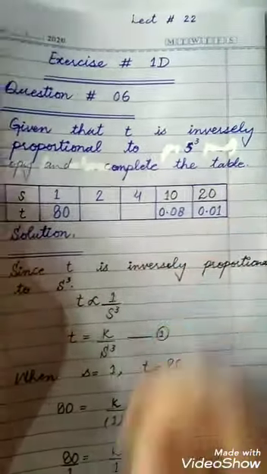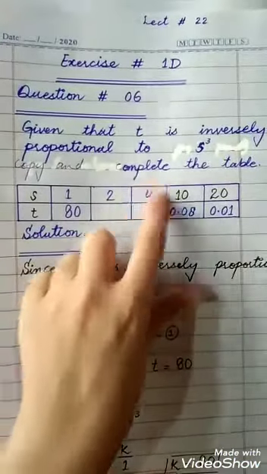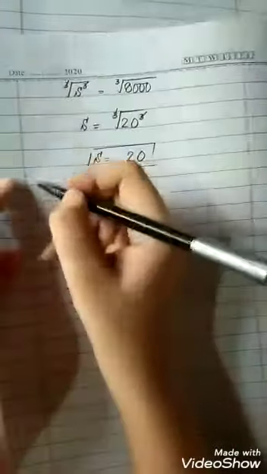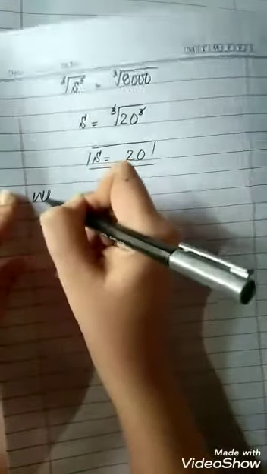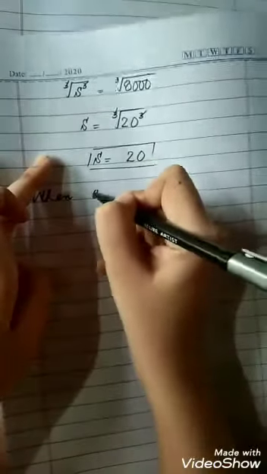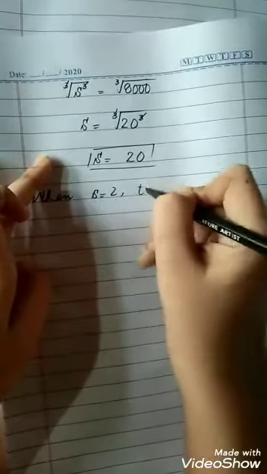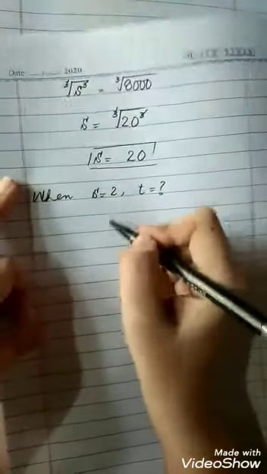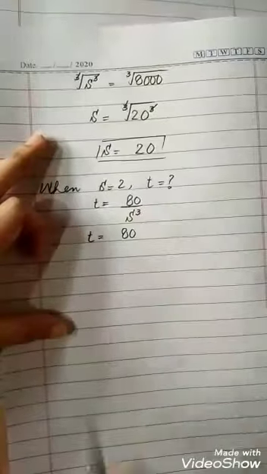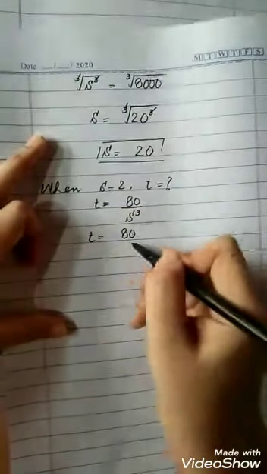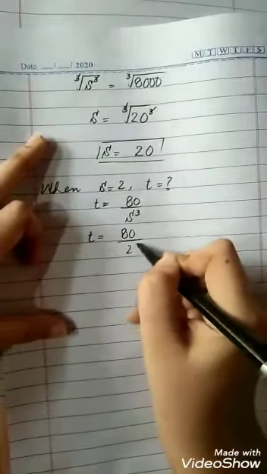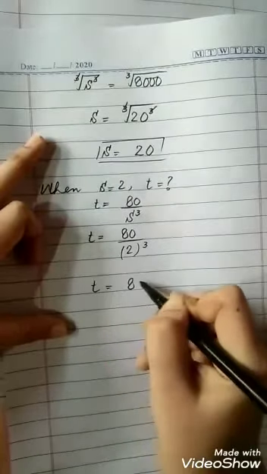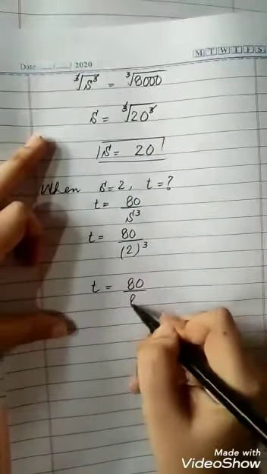20. Now students, we have to find the value of t by using S values. There is 2. Now when S is equal to 2, we have to find t by placing the values in the same equation. We will place the value of S, S is 2 cube. t is equal to 80 by 8.